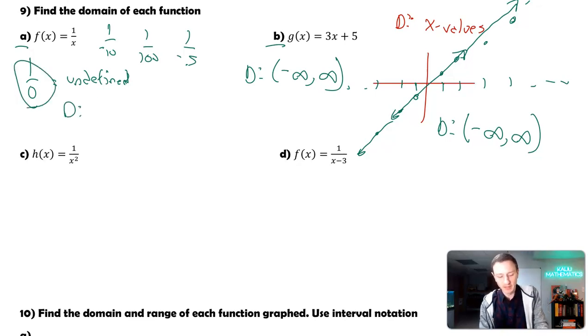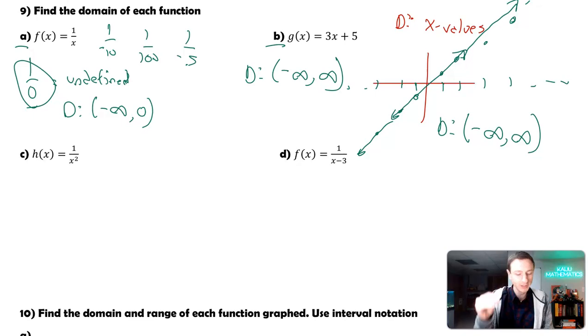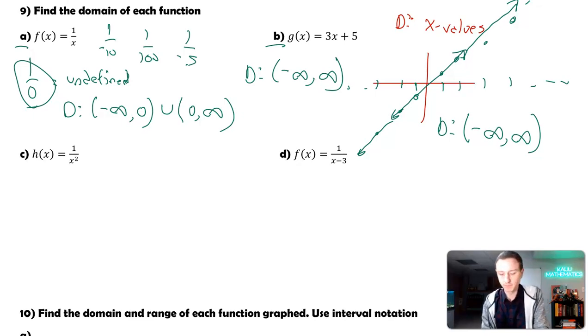So the domain then is going to be from -infinity to 0 with a parenthesis, because I do not want to include 0 in my domain discussion. And then I'm going to union that with 0 going out towards positive infinity. So let's talk about this notation a little bit. The domain is from -infinity to 0, union with 0 to infinity.